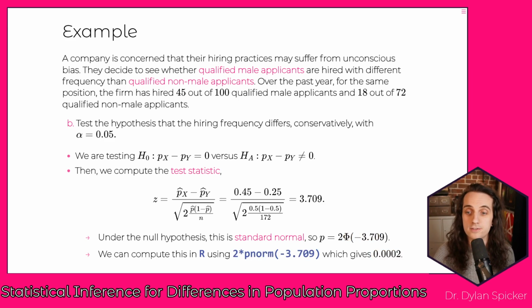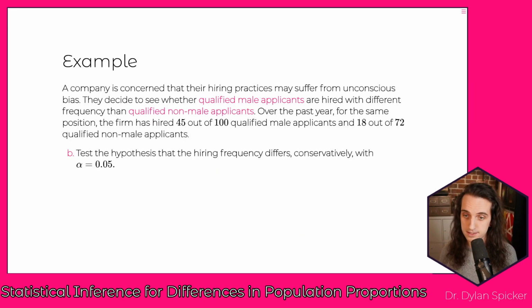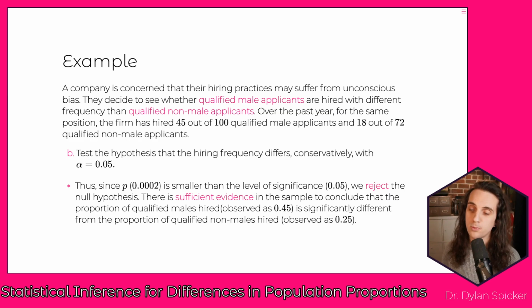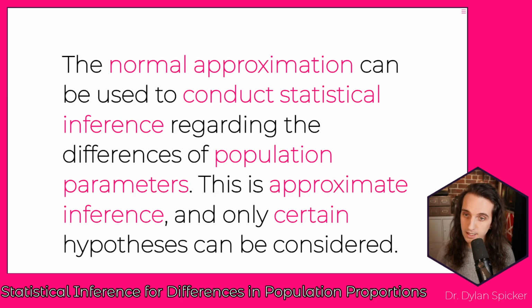This value of 0.0002 is less than our level of significance here, and so we are able to reject the null hypothesis. Since the p-value, 0.0002, is smaller than the level of significance, 0.05, we reject the null hypothesis. There is sufficient evidence in the sample to conclude that the proportion of qualified males, which we observed to be 0.45, is significantly different from the proportion of qualified non-males that are hired, which is observed at 0.25.